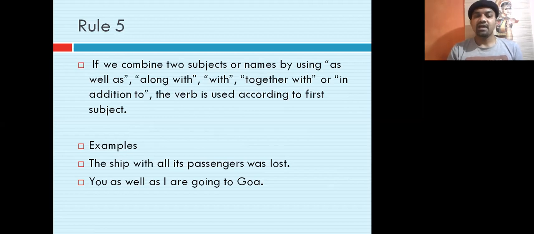You, as well as I, are going to Goa. That means you are going to Goa, I am going to Goa. You as well as I. So after the phrase, whatever the subject is, that doesn't matter for us to make an agreement with the verb.